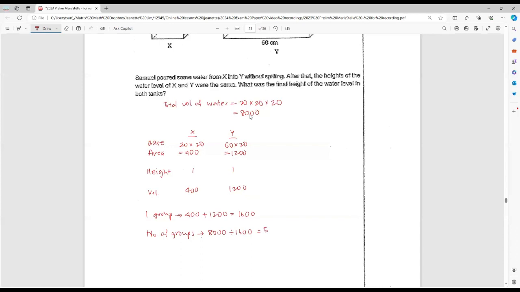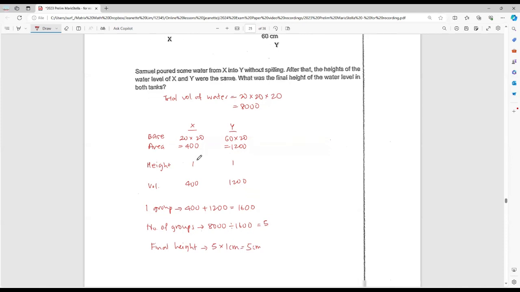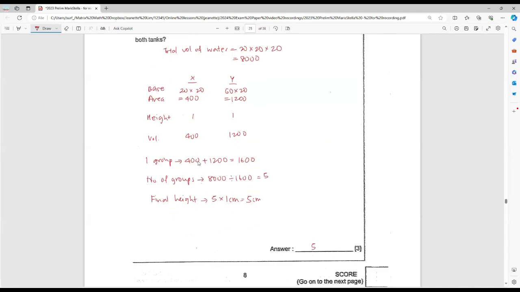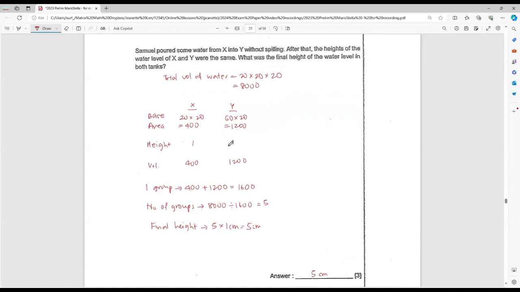This will give us 5 groups, and since we're looking for the height of the water level in both tanks, and they are equal, every one group, the height is 1 cm. So if there are 5 groups, then the final height will just be 5 times of that. Okay, 5 times 1 cm. So 5 cm. Please do not times 2 because the water level is actually the same for both. So you just need to use one of it.